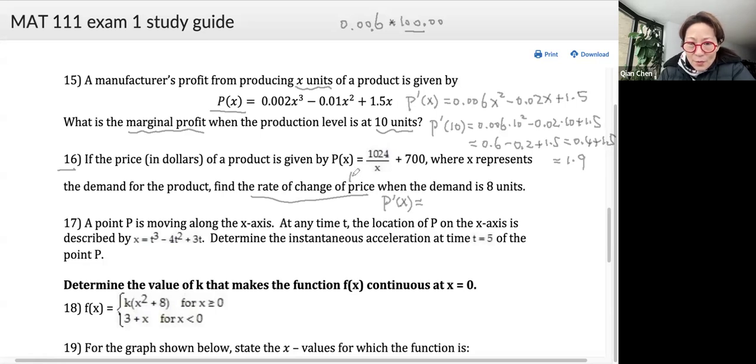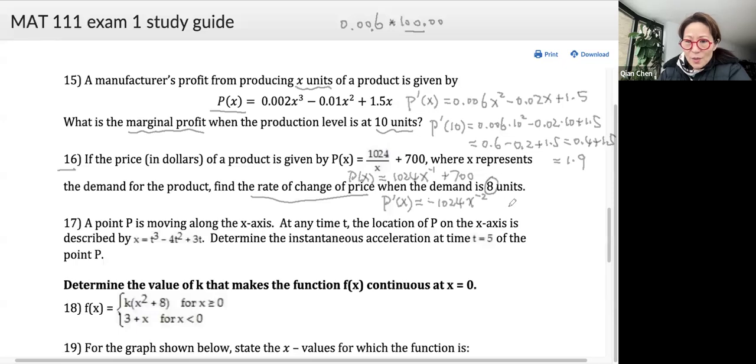So this function we can write as P of x equals 1024 x raised to -1, plus 700. We want to write it in a polynomial-like form so we can use the power rule. So 1024 times -1 becomes negative 1024. Then x raised to -1 minus 1, which is -2. Well, the derivative of 700 is 0. So that's it. This is our rate of change of the price.